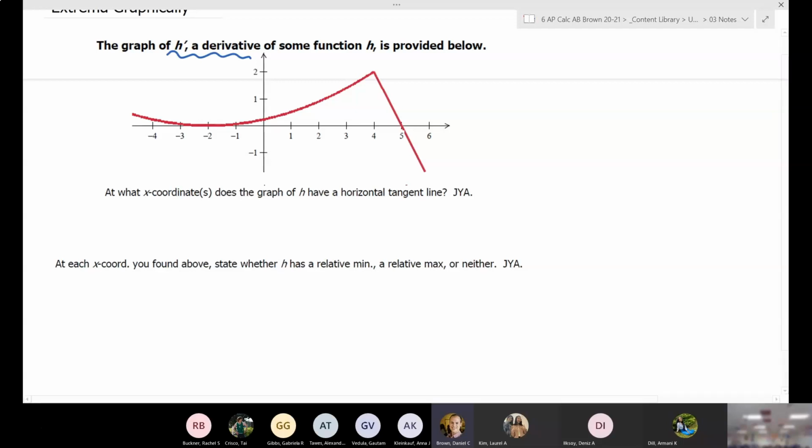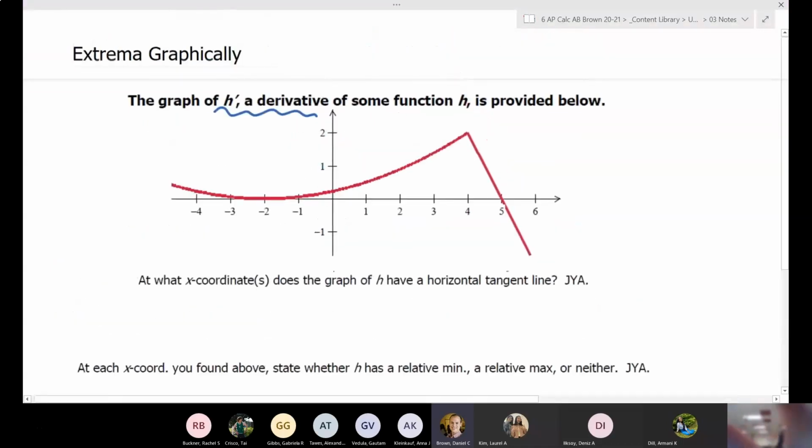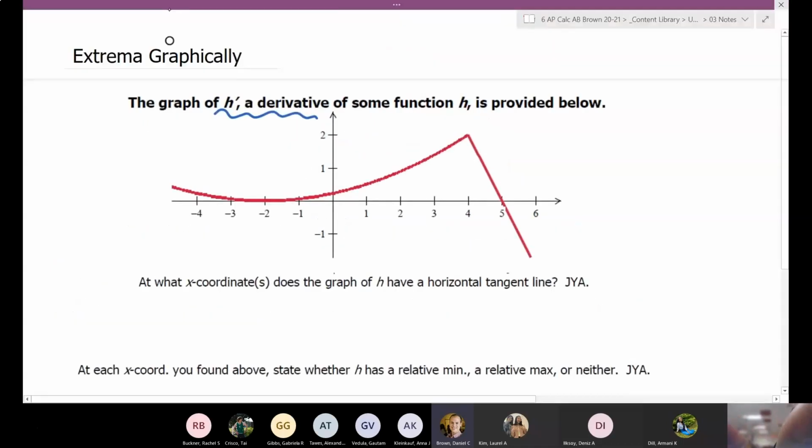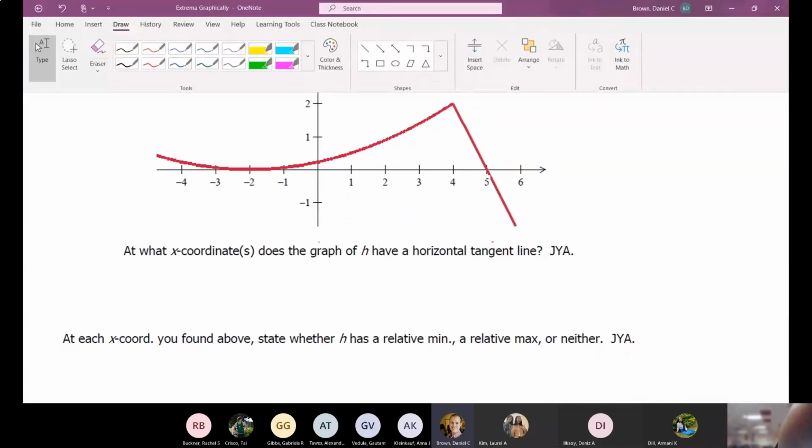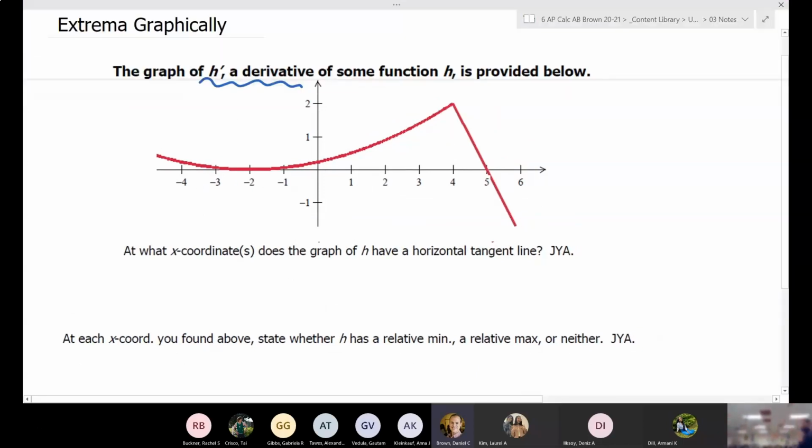And again, some of the issues I was seeing was people either just couldn't answer it correctly, or if they did answer it correctly, their justifications were not quite up to the AP standards. So the first question I have, I'll make that a little bit bigger for those of you in person. First question says, at what x coordinates does the graph have a horizontal tangent line?